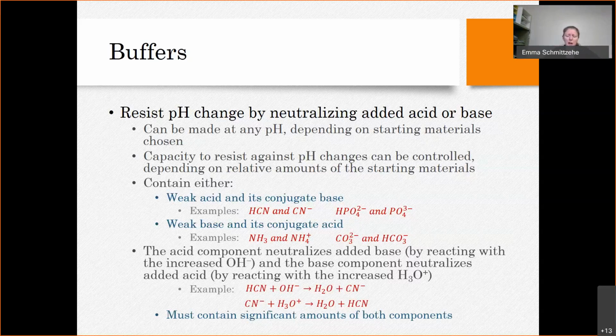But with buffers, just realize, guys, this is a really useful thing in the lab, because a lot of times things can be very sensitive to pH changes. So it's useful to have a buffer. And so you just need to realize the basics of a buffer. What does a buffer do? What's its purpose? And how does it do that? And it does that because it contains both an acid and a base. So it can neutralize added acid and base. Okay. So that's it for chapter 13 then.